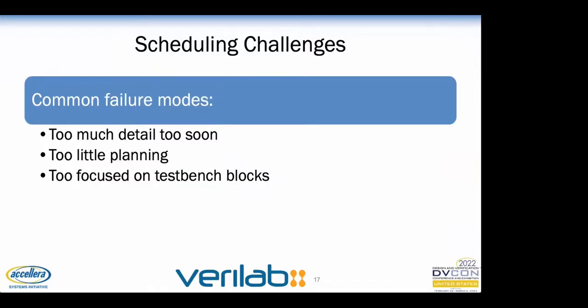The first failure mode involves too much planning in too much detail too soon in the process. The second mode involves not doing enough planning or doing no planning at all. The third mode can be more subtle and involves focusing on the wrong things during the planning process.